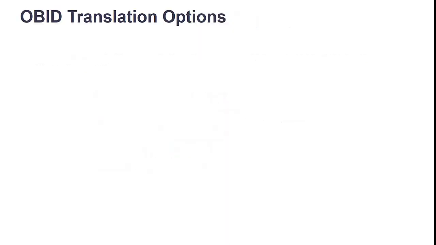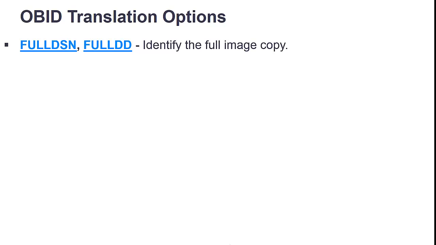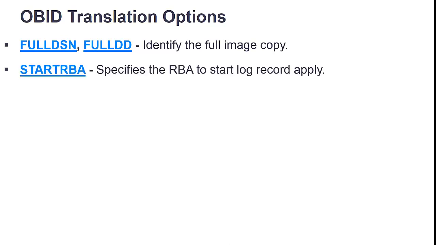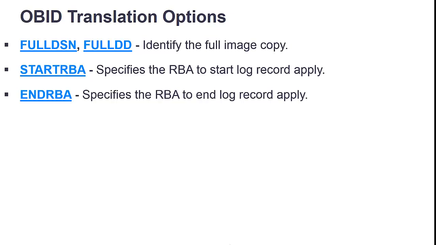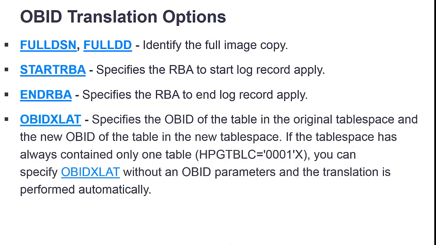You can use the following keywords with the Recover Tablespace control statement to control tablespace recovery. Full DSN and full DD to identify the full image copy. Start RBA to specify the RBA to start the log record apply. End RBA to specify the RBA to end the log record apply. And OBIDXLAT to specify the object IDs of the table in the original tablespace and the object IDs of the table being recreated.